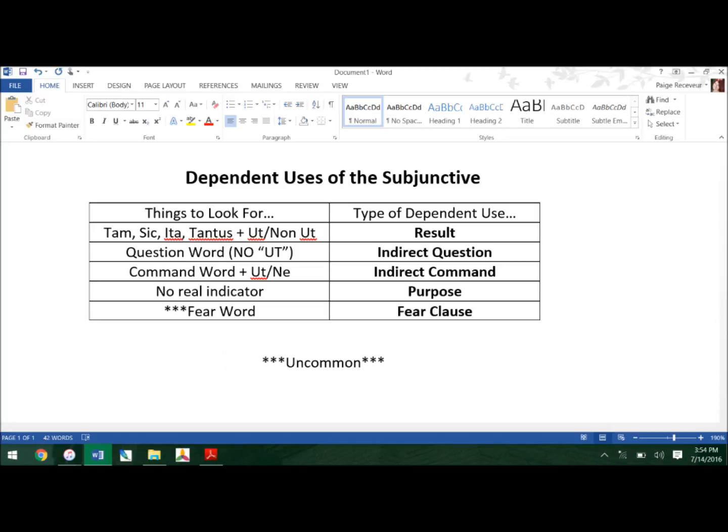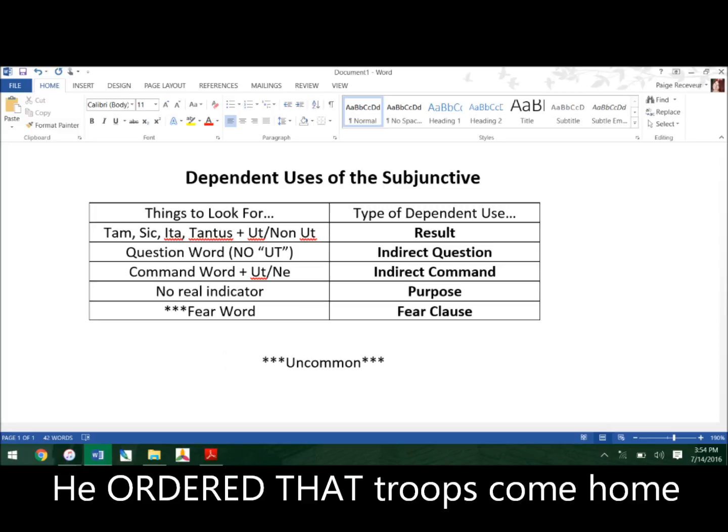Now let's talk about indirect command. This is the same as an indirect statement, except instead of a "he said that," it's a "he ordered that." The same way that with an indirect question we had "he asked why," now we have "he ordered something or other." So let's take the sentence, he ordered that the troops come home.